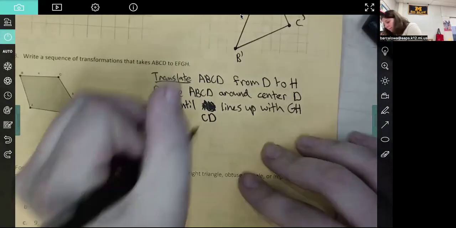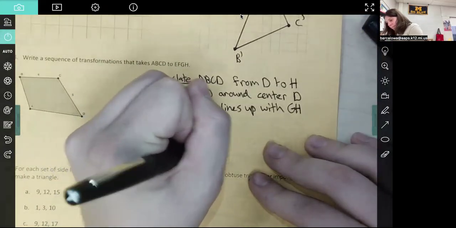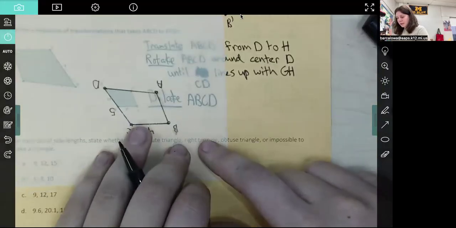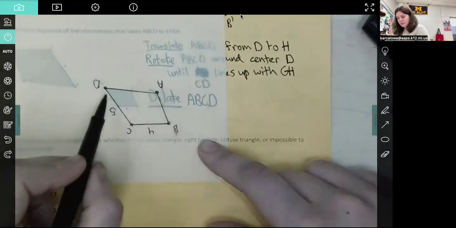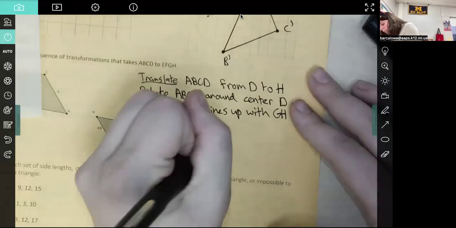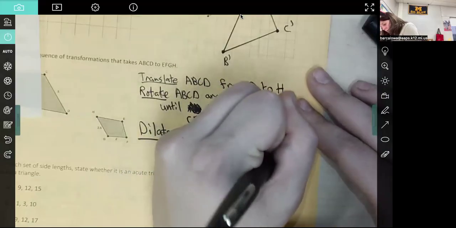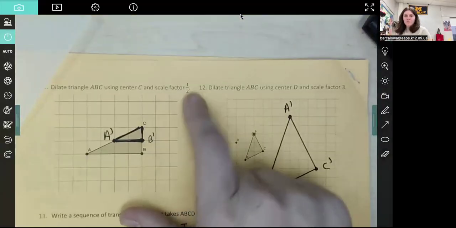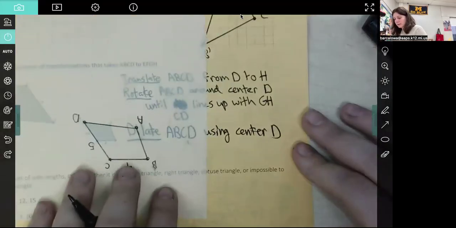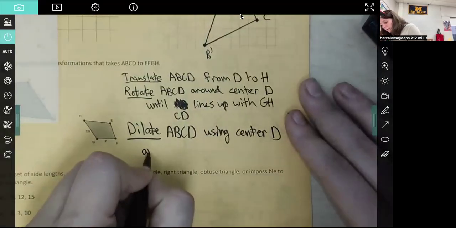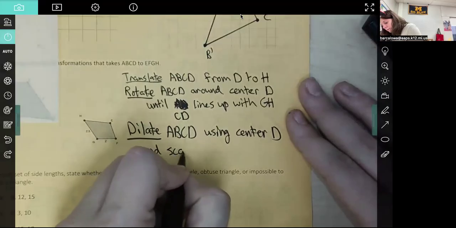So let's say dilate ABCD using center. Okay, so what do I want for my center? I think I want D to be my center because it's the one that's not changing. So using center D, okay, and then they say and scale factor. Okay, so that's what I should do. And scale factor.